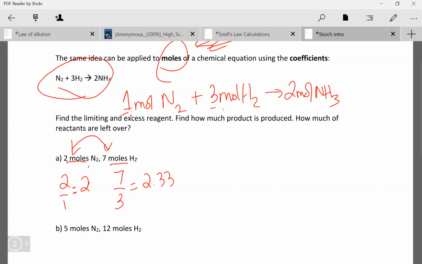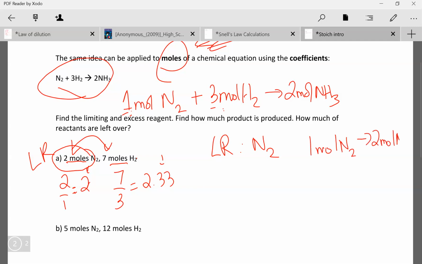So now you look at which one's lesser, the 2 or the 2.33, and we decide that 2 is lesser. So this is our limiting reagent. So our limiting reagent, or LR, is nitrogen, right? So now with our limiting reagent, all the calculations after this we'll be doing with our limiting reagent. So we know that 1 mole of nitrogen produces 2 moles of ammonia, or NH3.